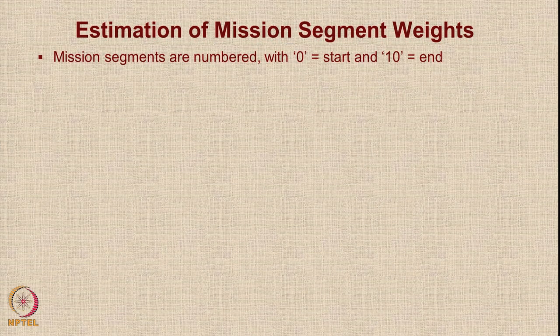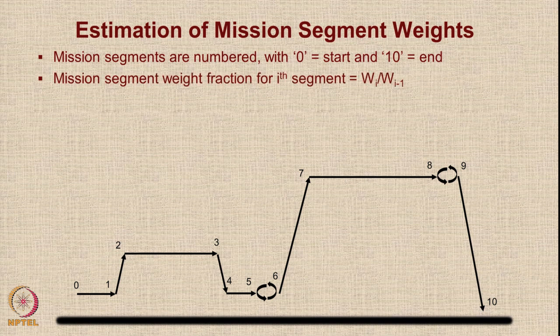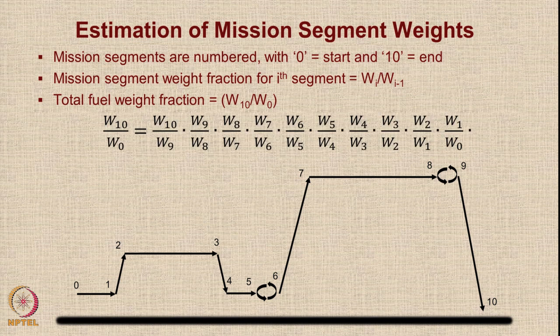What we do is we number the mission points from 0 to 10 in this case. If there are 10 numbers, there will actually be 9 segments. So for any ith segment, the fuel weight fraction would be Wi upon Wi minus 1. The total fuel fraction would be W10 by W0, which will be obtained as a simple multiplication of the fuel weight fraction in each of these segments.